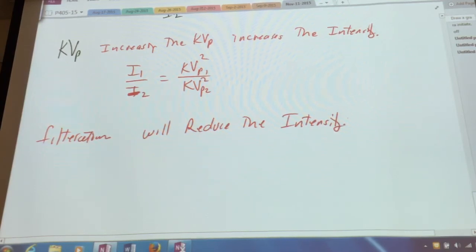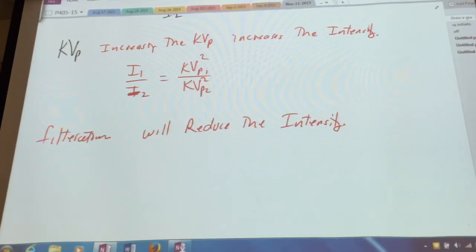And how does filtration reduce the intensity of the beam? It's less photons. There's just less photons. Yeah. So there's no formula for the filtration part of this.